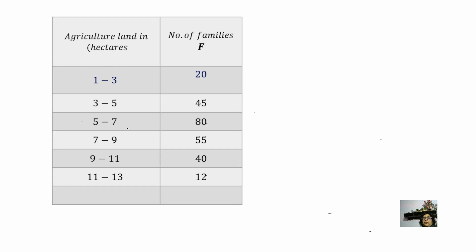So here the mode we have already identified. The mode is this class over here, that is 5 to 7. So L is equal to 5. Lower limit is 5. Now we take the formula. So mode is equal to L, that is 5, plus F1. F1 is 80, the frequency of the modal class. Frequency preceding the modal class is 45.